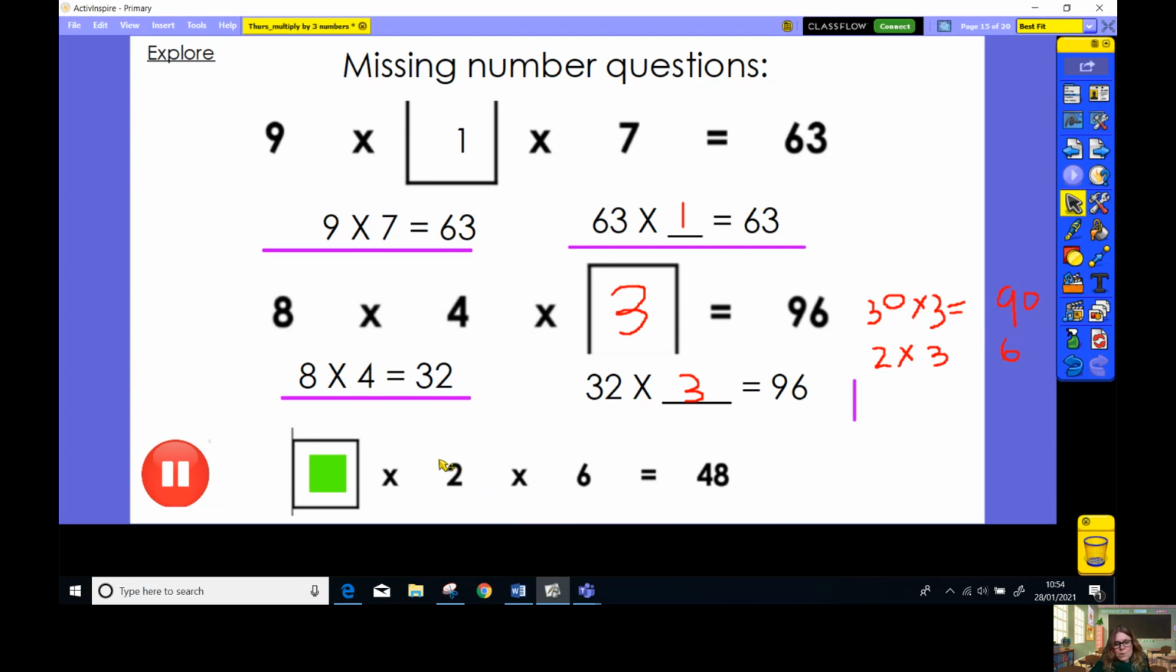Well done. So 2 times 6, well, we know that, don't we? Because we know our 6 times tables and we know our 2 times table. That would be 12. So 12 multiplied by a missing number equals 48. So what would I need to multiply 12 by to get to 48? 4. So 4 times 2 times 6 equals 48.